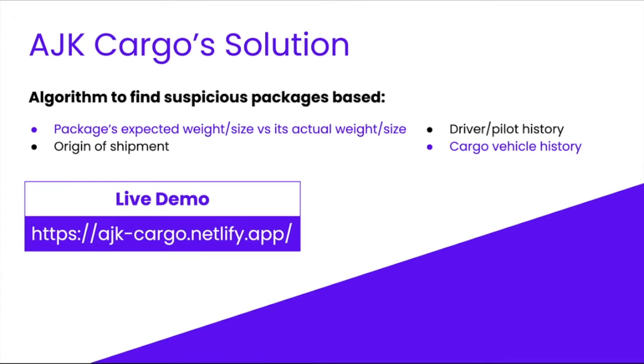So our solution is to use package and shipment data, as well as other information that is related to packages and shipment, to determine if a shipment or the packages within a shipment could contain potentially illegal or other dangerous items. For us to determine if a package is dangerous or illegal, we'll use an algorithm and AI modeling that makes a decision based on the package's expected weight and size versus its actual weight and size, the origin of the shipment, driver and pilot history, as well as cargo vehicle history.